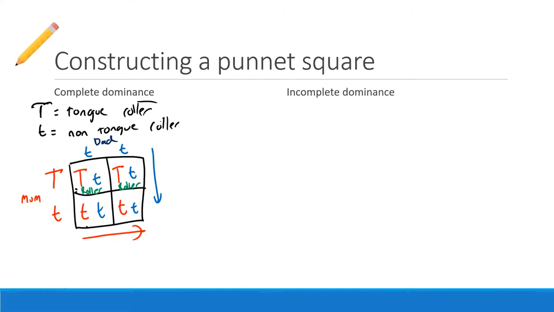What about this one on the bottom left? Non-roller or roller? Non-roller, because it's a lowercase t. And last but not least, this one here, which has got lowercase t, that's going to be what?